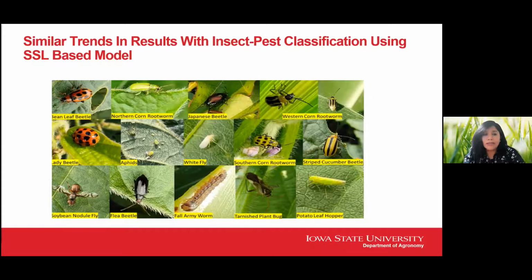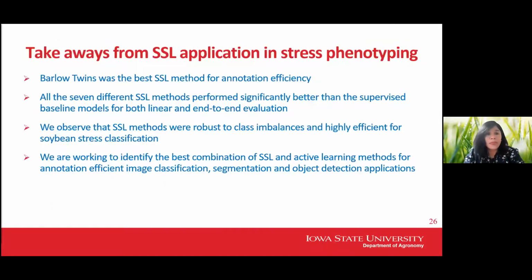And the best part is in the insect classification problem, our data is very imbalanced. So the class imbalance is huge, but we are seeing that self-supervised learning not only trains the model with fewer samples, but also is able to handle class imbalance.